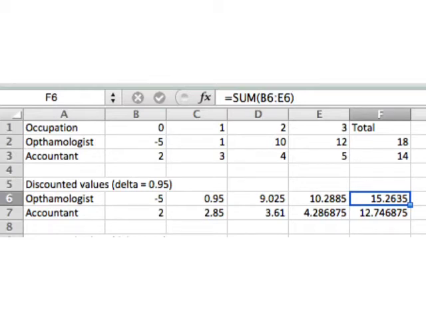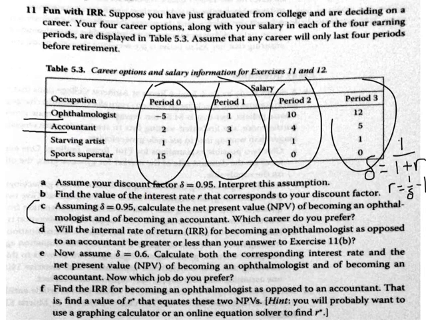Let's just pause and go back to that problem so I know where I'm going. Let me beat this problem dead. So this part D asks us, will the internal rate of return for becoming an ophthalmologist as opposed to an accountant be greater or less than your answer to exercise 11B? And here, the intuition being exercised by this question is, or developed perhaps, it wasn't there before, you would think this one through, but hopefully it is thereafter.